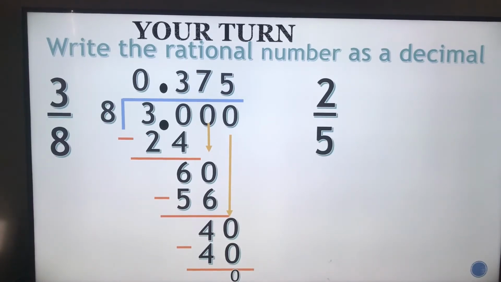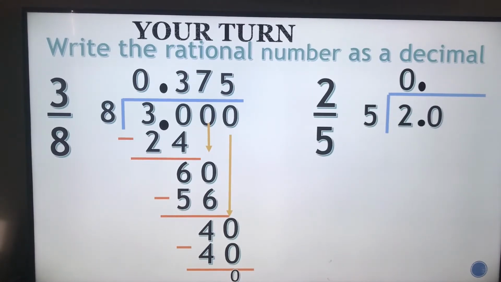So let's go and try 2/5. Obviously, I'm going to start with my house. 2 is going to go inside. 5 is going to stay outside. 5 can't go into 2. So I'm going to put my 0. Please put your placeholder. Then write your decimal. But don't forget to also bring that decimal straight up. Now that you've placed the decimal, you can add the 0 behind it.